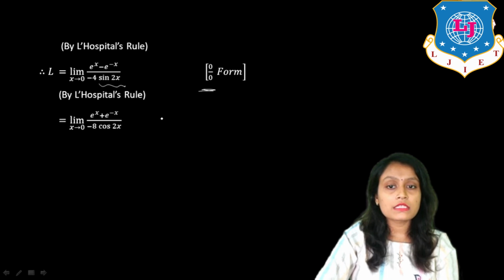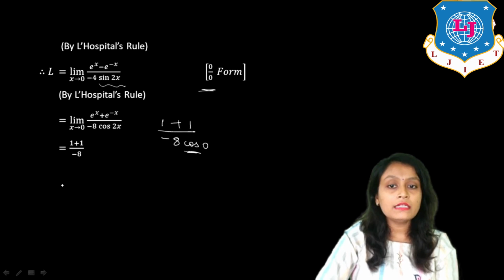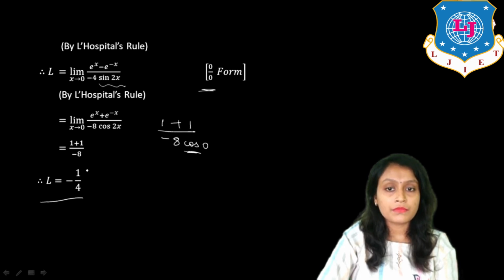Now substitute x is equal to 0. So you will get e raised to 0, that is 1, plus e raised to 0, so 1, upon minus 8 cos 0. Now we know the value of cos 0, that is 1. So you will get L is equal to minus 1 upon 4. Okay, so this is our final answer. So what we have to do, we have to apply L'Hospital's rule whenever we have the form 0 by 0.